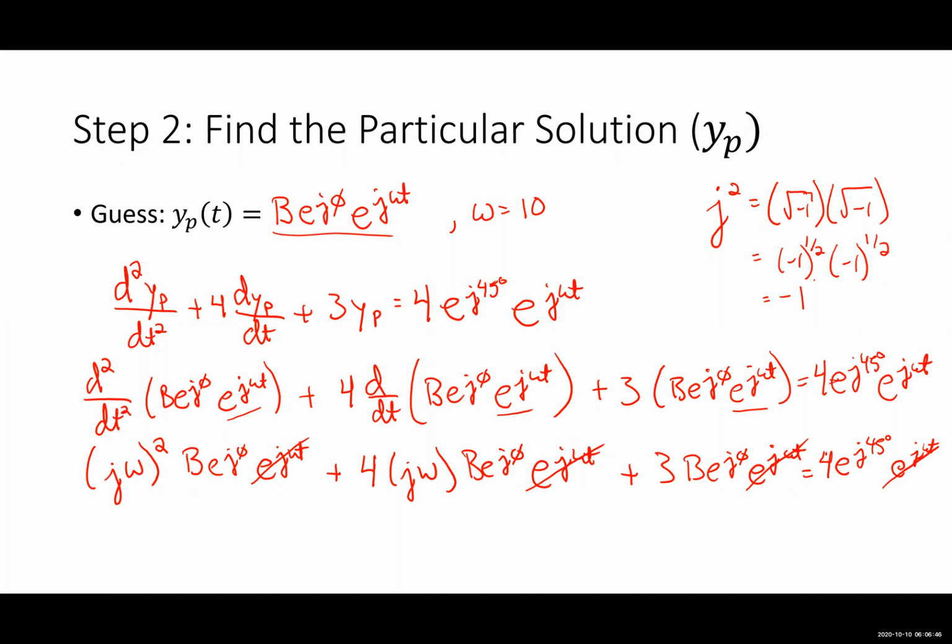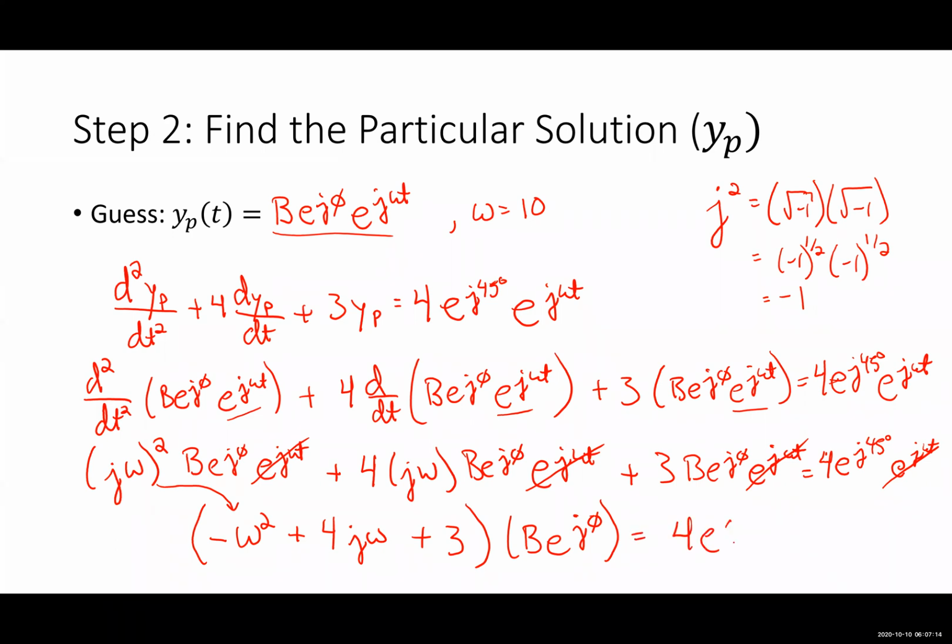So let's simplify this guy down here then. It looks like I have on this side minus omega squared, that's how this guy is simplified, plus 4j omega, plus 3, times b e to the j phi, equals 4 e to the j 45 degrees, okay? That is an expression that has essentially one equation, but two elements, right? There's an element for the angle and there's an element for the magnitude.